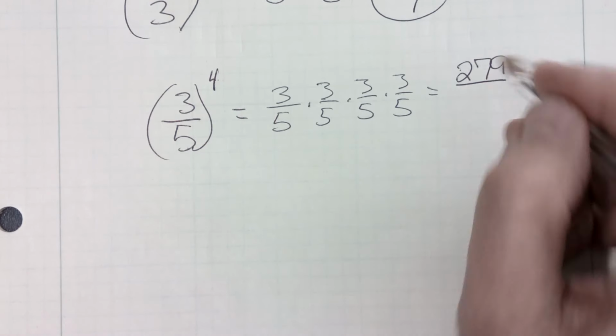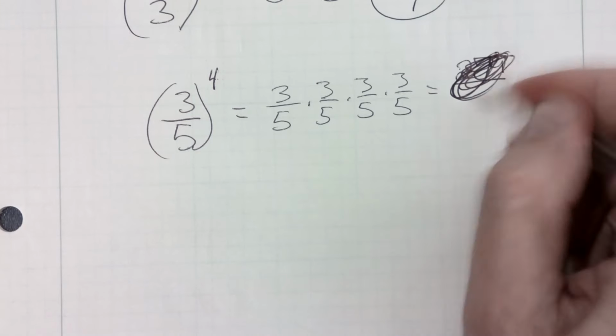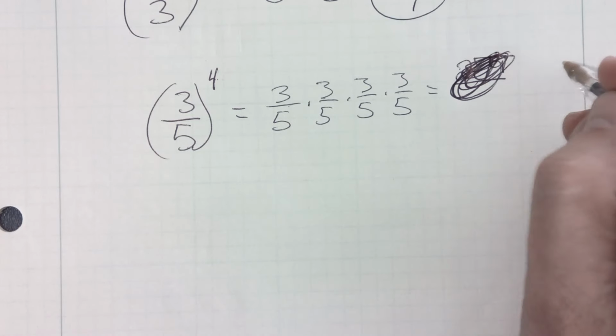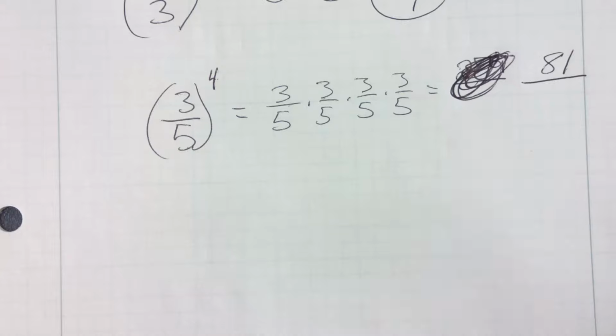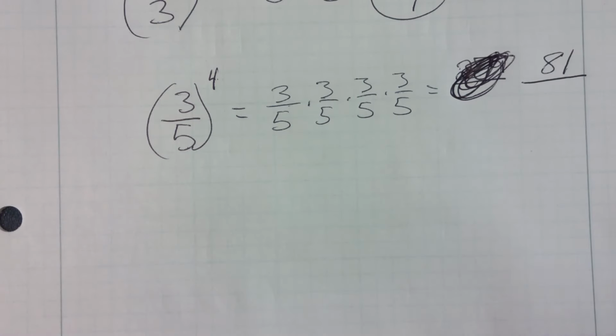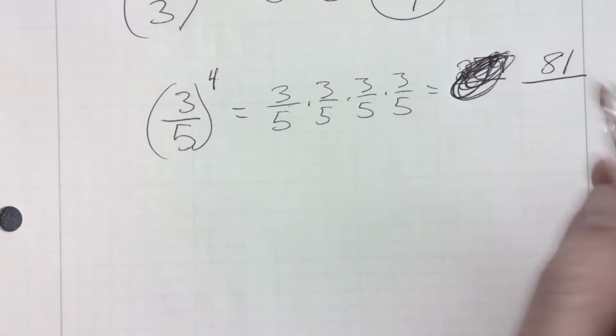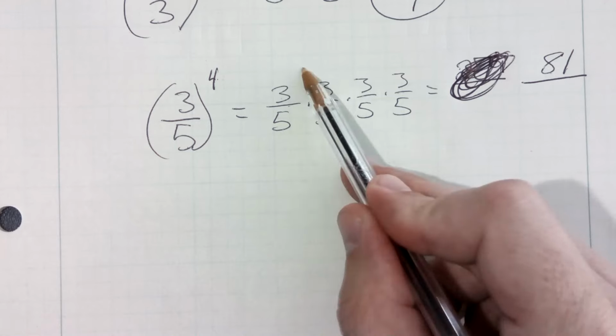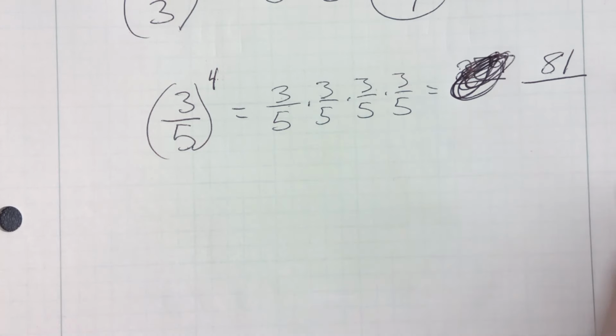Nope, I lied to you. 3 to the 4th power is only 81. I got an extra factor of 9 or something. But anyway, 3 times 3 is 9. 3 times 3 is 9. 9 times 9 is 81.